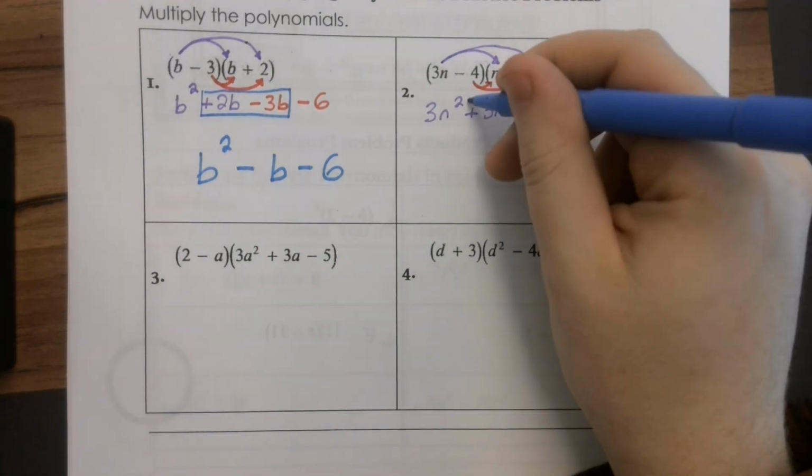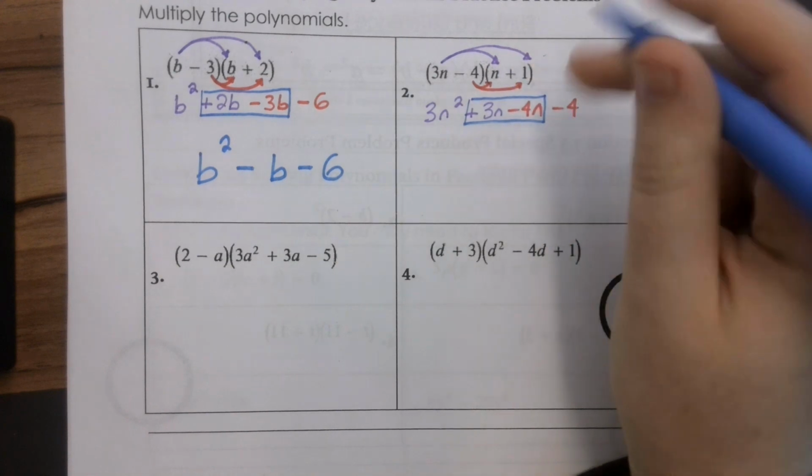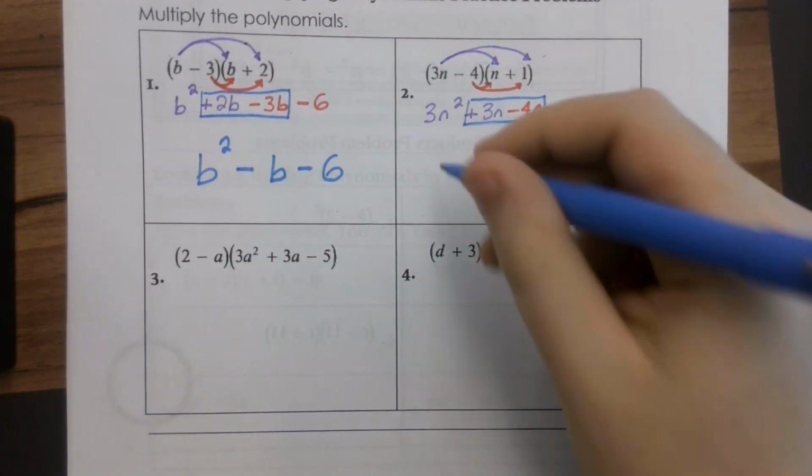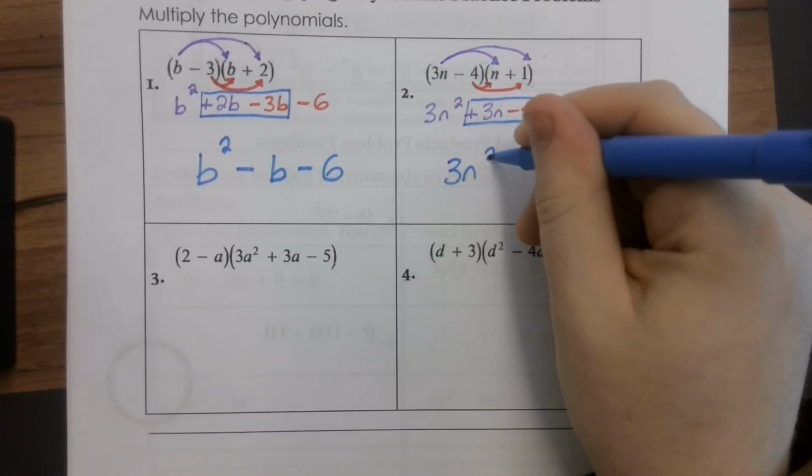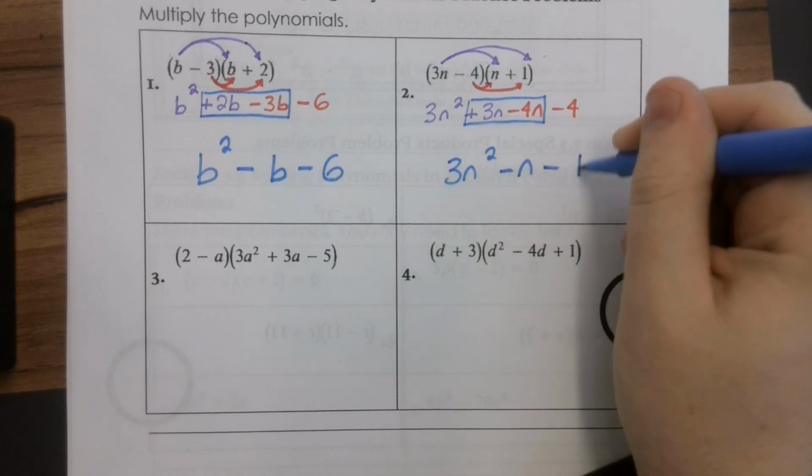Again, we can combine these n terms in the middle. 3 minus 4 is negative 1. So we get 3n squared minus n minus 4.